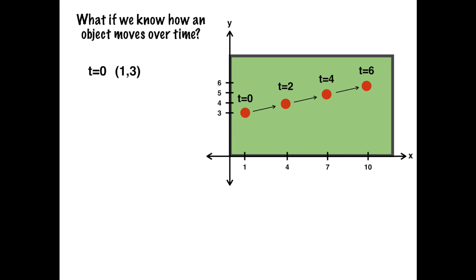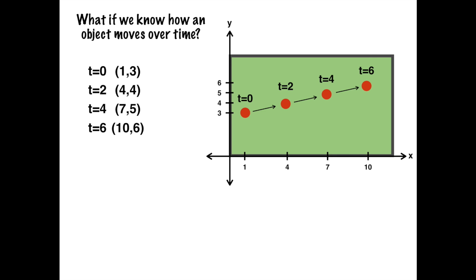So at 0 seconds, we see we're going to start at (1, 3). 2 seconds later, we're going to be at (4, 4). At 4 seconds, we're going to be at (7, 5). And then finally, when we stop at 6 seconds, we're going to be at (10, 6). So what we want to do is find a way to model the way x behaves with respect to time and the way y behaves with respect to time.